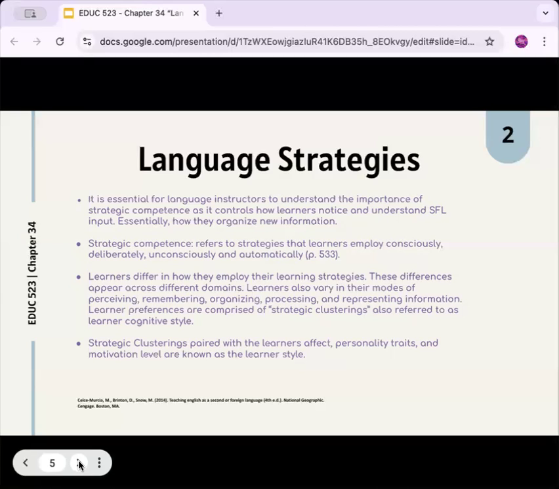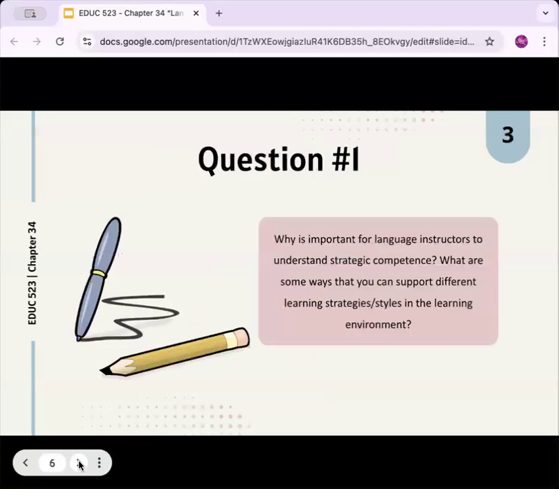of strategic clusterings, and these are known as the learner cognitive styles. Strategic clusterings paired with the learner's affect, personality traits, and motivational levels are known as learner styles. So we're going to stop and think here. Why is it important for language instructors to understand strategic competence? What are some ways that you can support different learning strategies and styles in the learning environment?